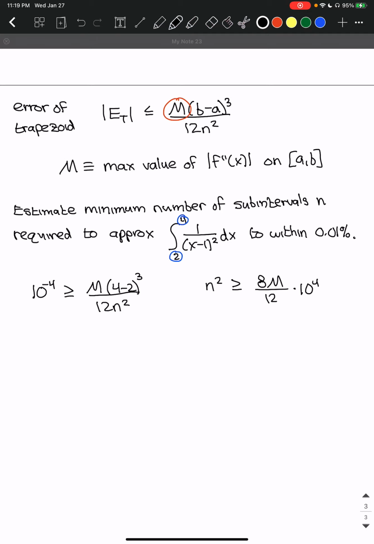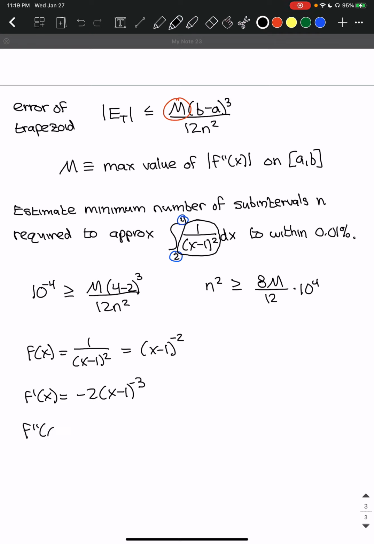Okay, so the very last thing we have to do is solve for M. We said M is a max value of the second derivative of my function. All that's left is to recognize that the stuff in your integrand is your function, which you probably would have guessed. So my function is 1 over (x minus 1) squared, which I find easiest to write in this form when taking derivatives. My first derivative gives minus 2 (x minus 1) to the minus 3, and f double prime gives 6 (x minus 1) to the minus 4th.